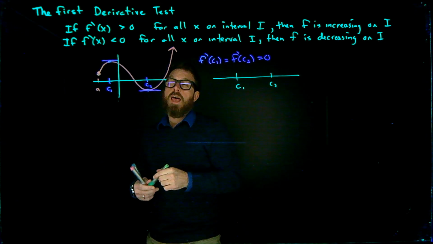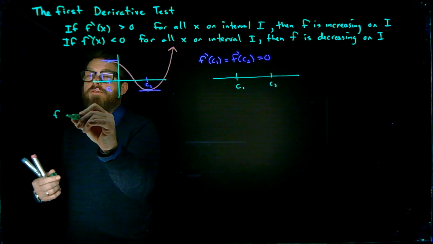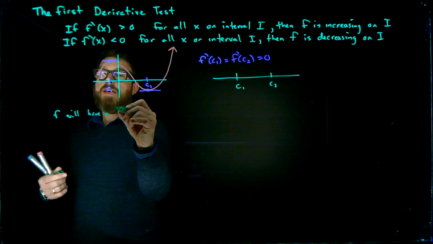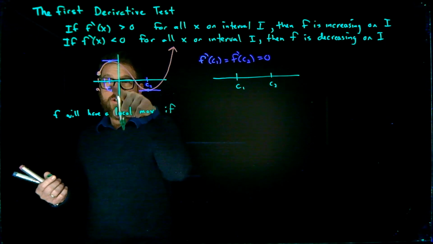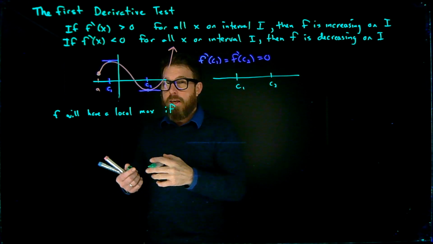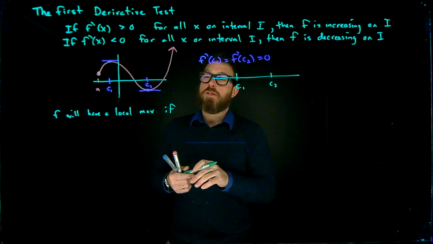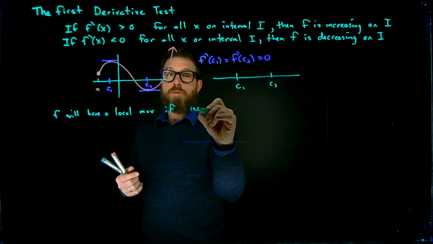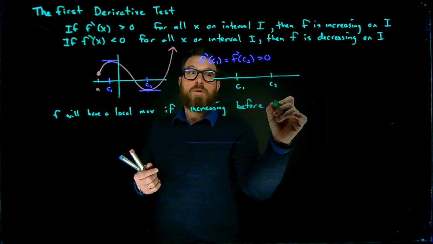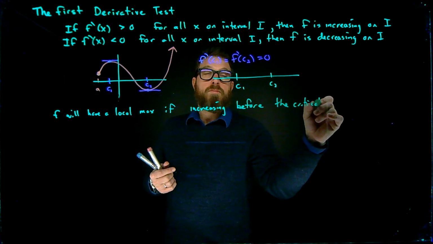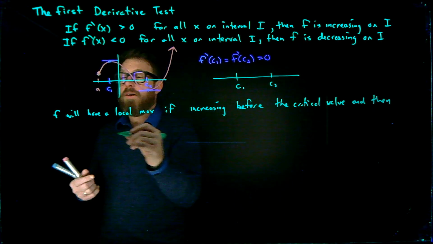Now, a function is going to have a maximum, or we'd say a local maximum. F will have a local max if, we can tell that this is a local maximum at C1 if the function increases before C1 and then decreases after C1. So we can say if it's increasing before C1, the critical value, and then decreasing after.